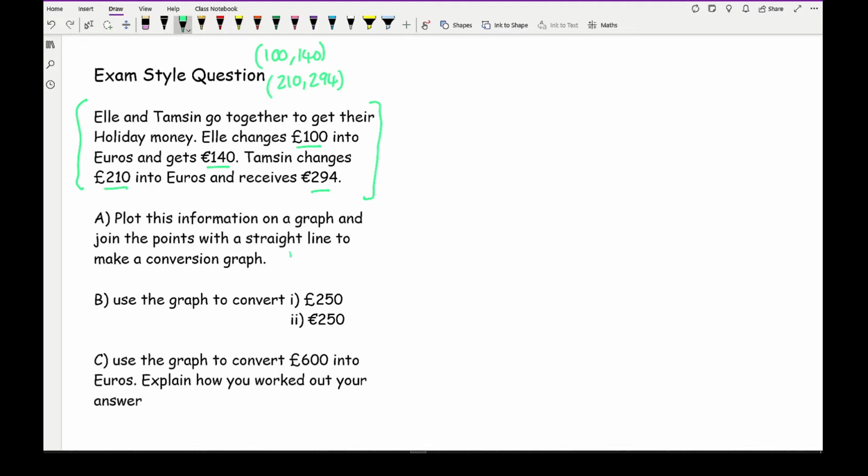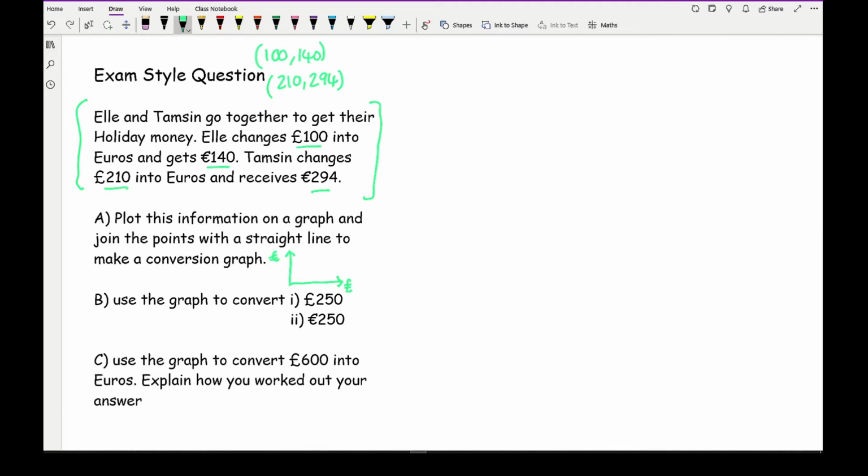Now to do this, what I would recommend is, because we're starting with pounds, whatever value you're starting with goes along the x-axis, or the horizontal axis in this case. And whatever it's equal to, I would have that going along the vertical axis, or your y-axis. So I'm going to have euros going up there.